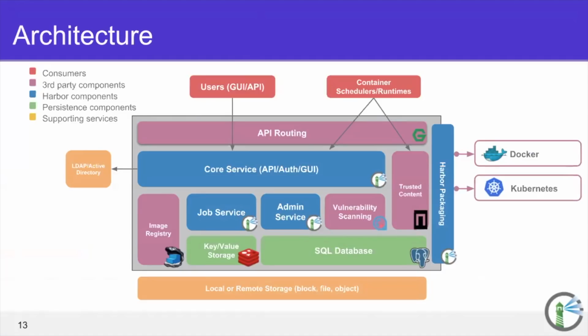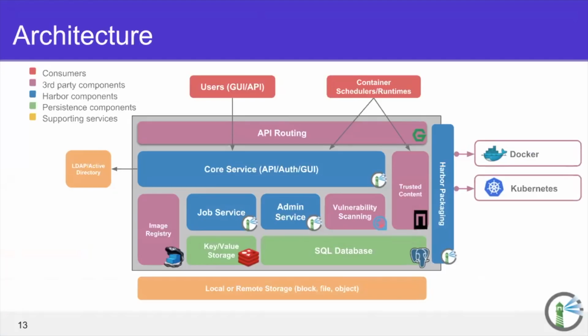Postgres is the database. We leverage Redis. For the bigger components that we use in terms of the registry-like or container-like components, you have Docker distribution version 2 here on the bottom right. The vulnerability scanning is Clair, which is a CoreOS project. And the trusted content is another CNCF project, Notary.